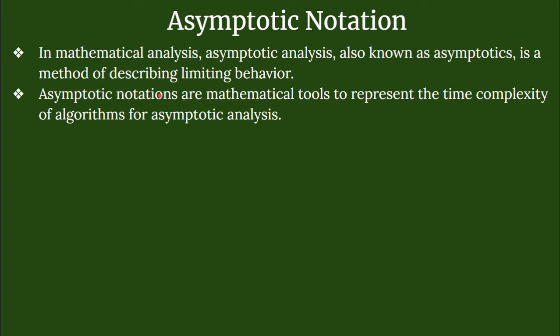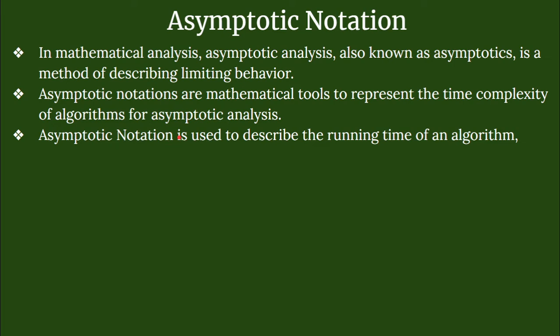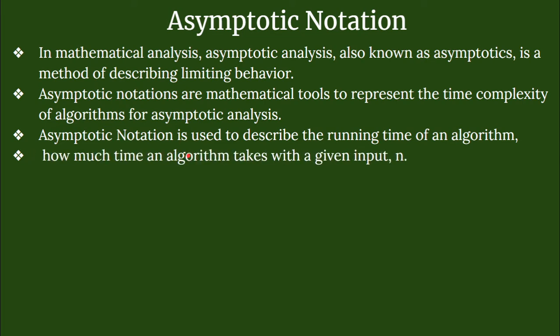Asymptotic notations are the mathematical tools to represent the time complexity of algorithms for the asymptotic analysis. So here the term asymptotic defines the limiting behavior of the algorithm. Asymptotic notation is used to describe the running time of an algorithm. So how much time the algorithm takes to execute, that is the running time of an algorithm, based upon how much input is given. So this running time depends upon the size of the input, which is n.